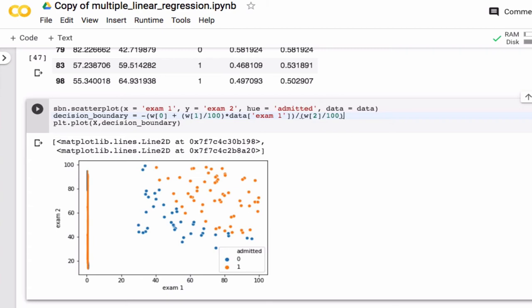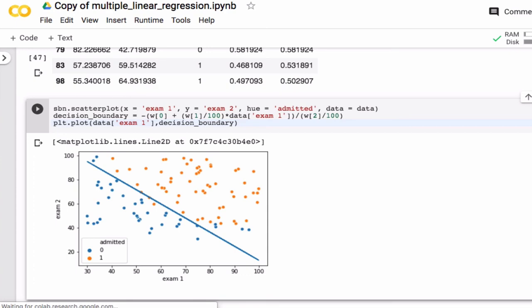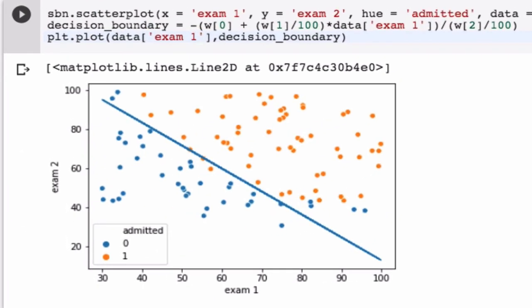Okay, so that didn't work. Oh, because I'm still using the x here. Okay, so you really have to be careful with these things. So that is my exam one. Okay, there we go. Excellent.